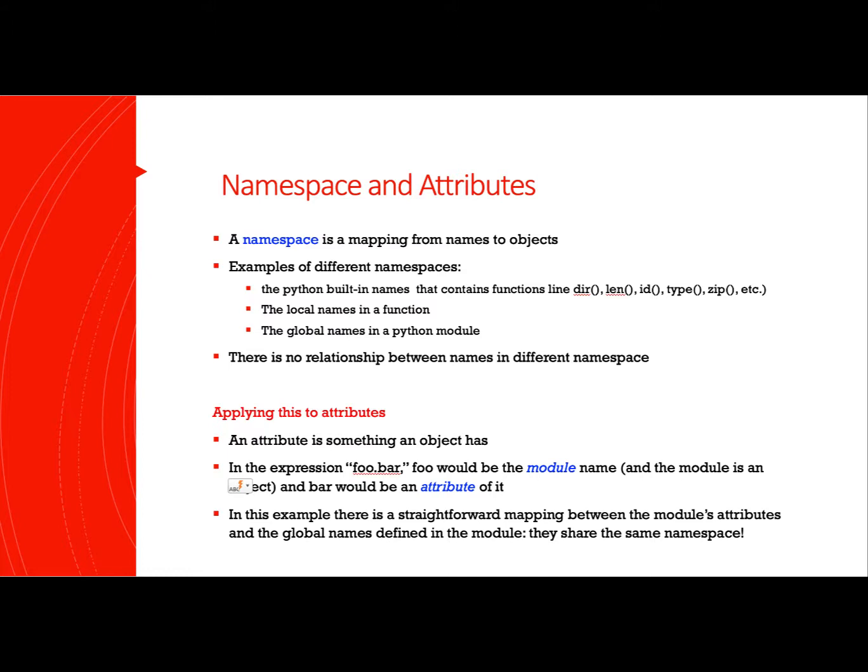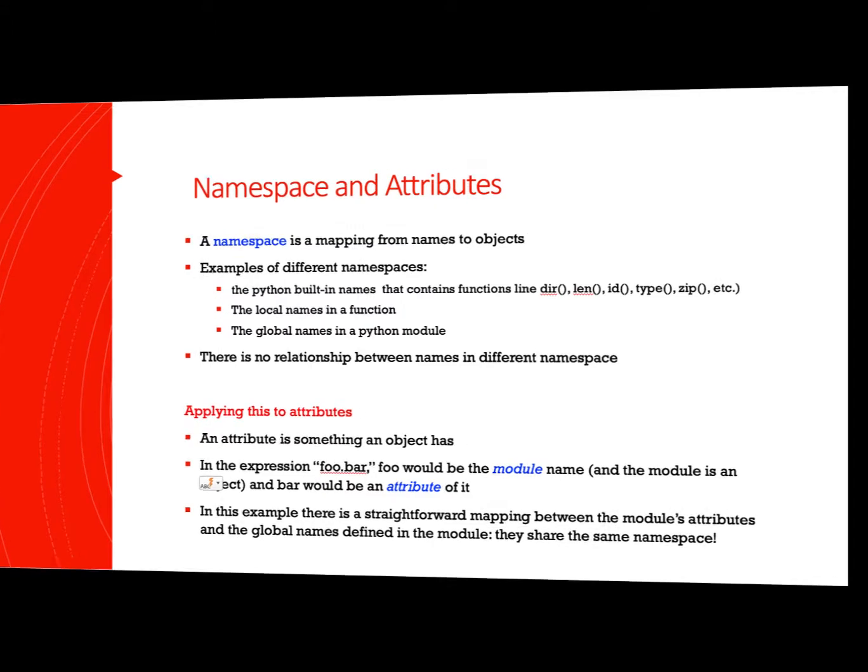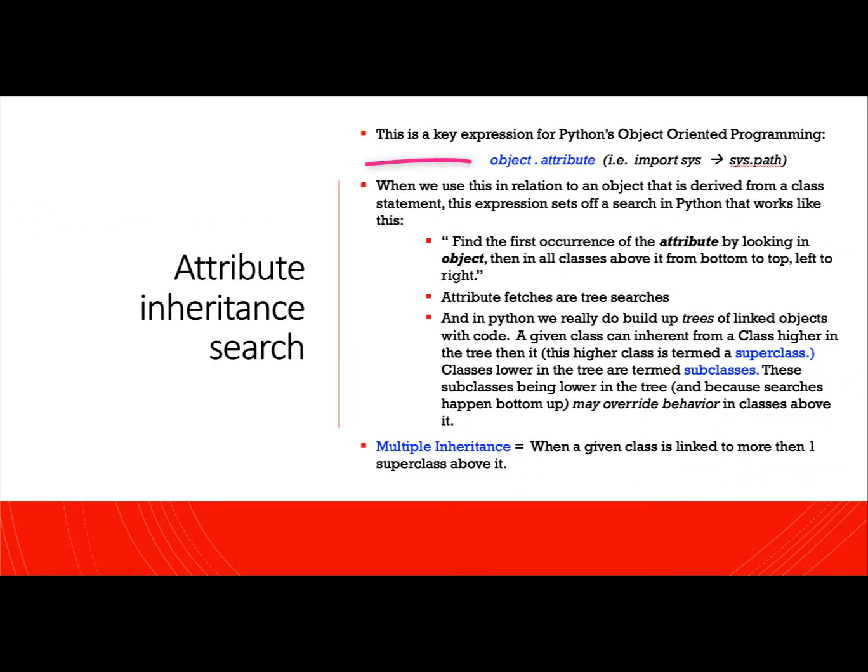Now, when we apply this to attributes, an attribute is something an object has. In the expression foo.bar, foo would be the module name, and the module is an object, and bar would be an attribute of that object. In the example there, it's a straightforward mapping between the module's attributes and the global names defined in the module. They share the same namespace. This is a key expression for Python's object-oriented programming, object.attribute, with an example being import sys, sys.path. So import sys, the sys module, would be the object, and the sys.path would be the attribute, right? Path would be the attribute.